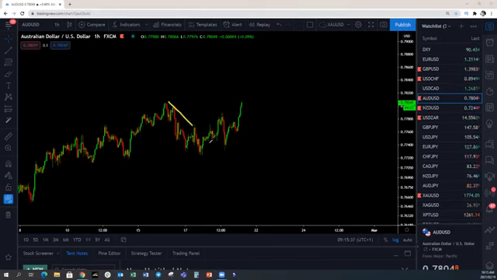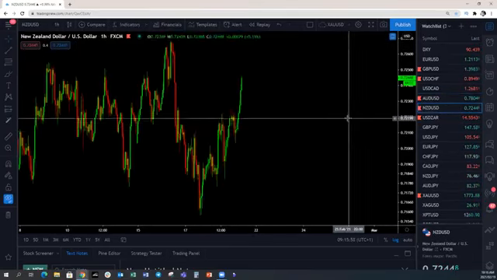So this on the 1 hour was also an entry after the break here. This was another entry, but now it looks like we're making what looks to be a 1-2 here, and we're making another lower degree structure here, which is going to be another 5 waves. So look for entries to the upside on AUD/USD. Right, that's what we have.